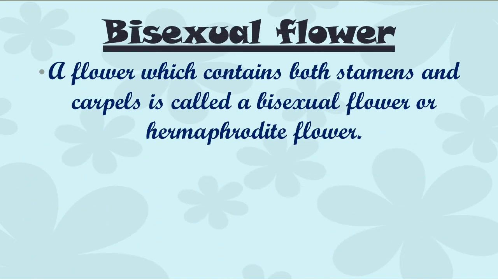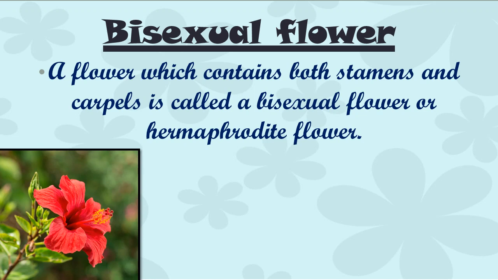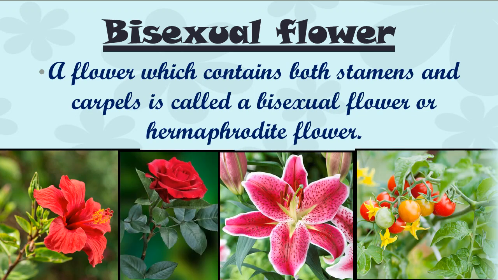Alright, now let's first study about the bisexual flower. So what is it? Students, a flower which contains both stamens and carpel, that is male as well as female reproductive organ, is called a bisexual flower, or it is also called a hermaphrodite flower, which contains both the reproductive organs, male as well as female. Examples we have are hibiscus, rose, lily, and tomato. All these flowers contain male as well as female reproductive organs. That's why these are the bisexual or hermaphrodite flowers.